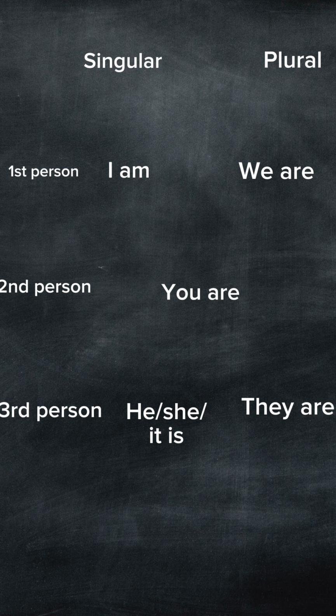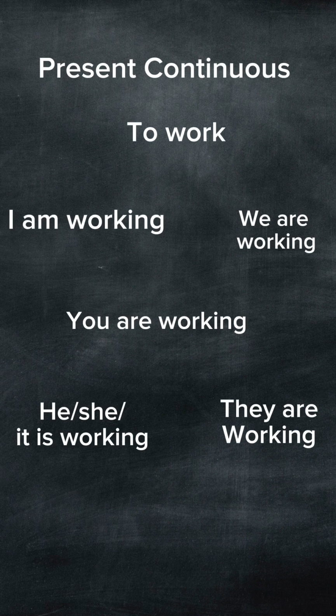So am is the singular form used only with I. Is is the singular form used with he, she, it. And are is the plural form used with you, we, and they. So now that we've conjugated be, we need to add the action verb with ing.